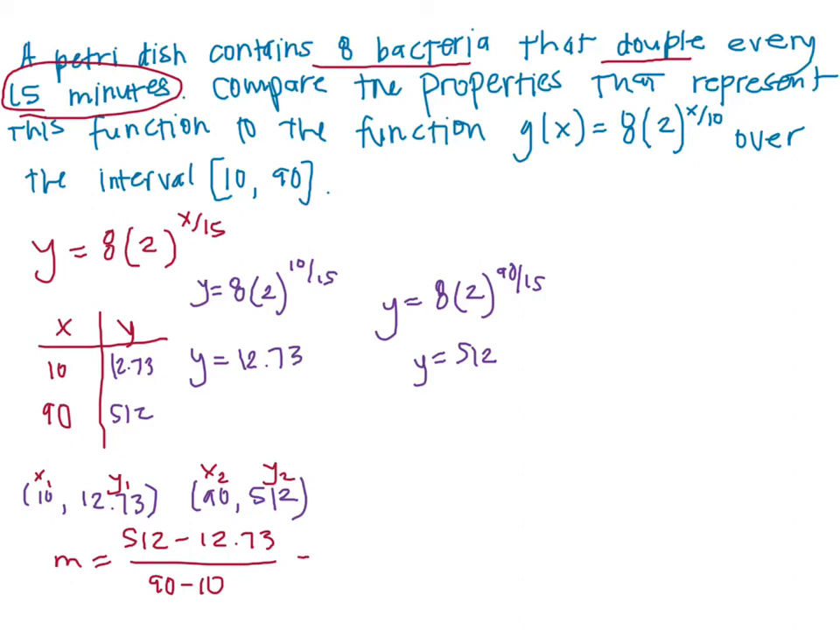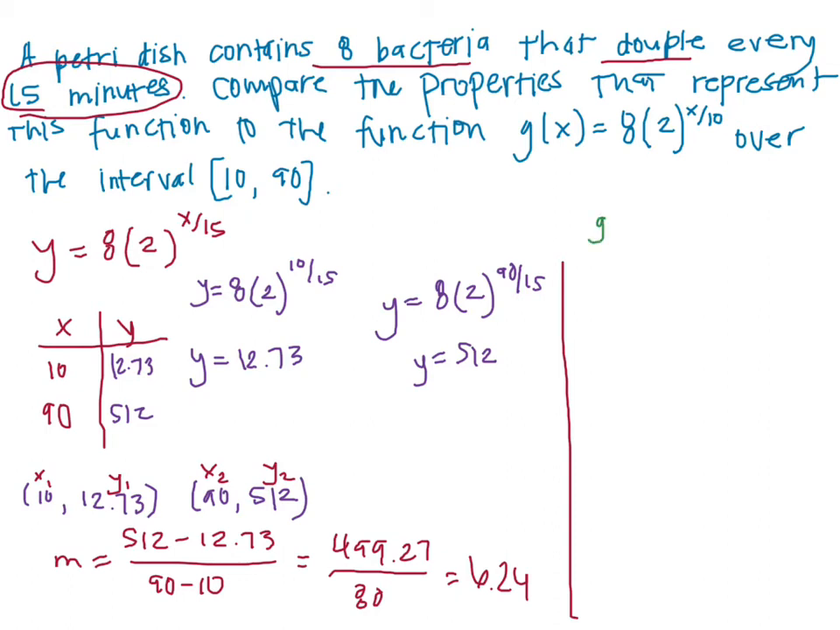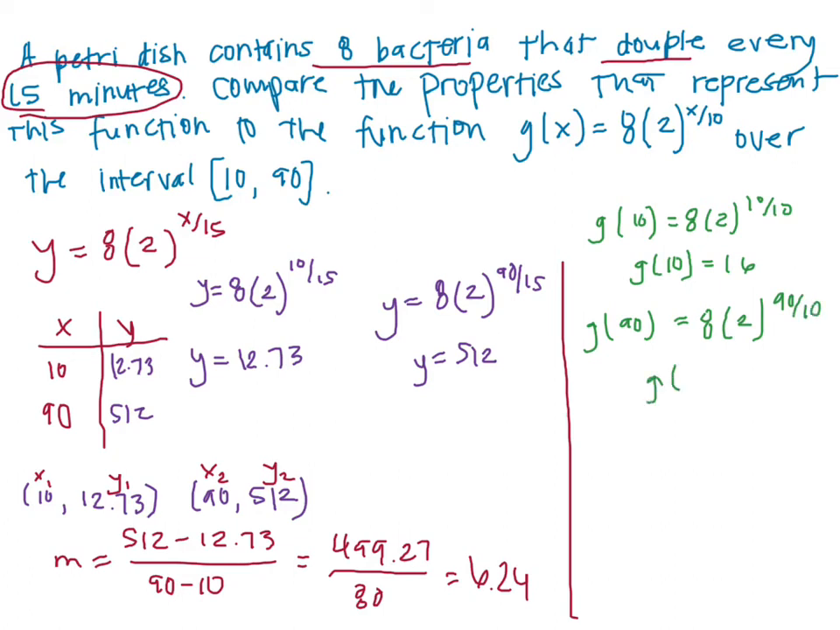So we have m equals 512 minus 12.73 divided by 90 minus 10. And when I use my calculator, I find out that that is 499.27 divided by 80, which gives me a rate of change of 6.24. Now let's calculate rate of change for the function g of x. I have to do g of 10, and then I have to do g of 90. G of 10 equals 16. G of 90 means I'm replacing the x with a 90. And g of 90 is going to end up equaling 4,096.